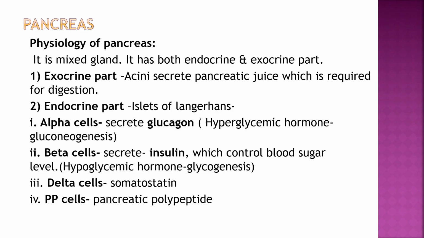Then the endocrine part is called the islets of Langerhans. It has three to four types of cells. Alpha cells secrete glucagon, which is a hyperglycemic hormone because of gluconeogenesis. Beta cells secrete insulin, which controls blood sugar level, so it is a hypoglycemic hormone by glycogenesis. Delta cells secrete somatostatin, and PP cells secrete pancreatic polypeptide.